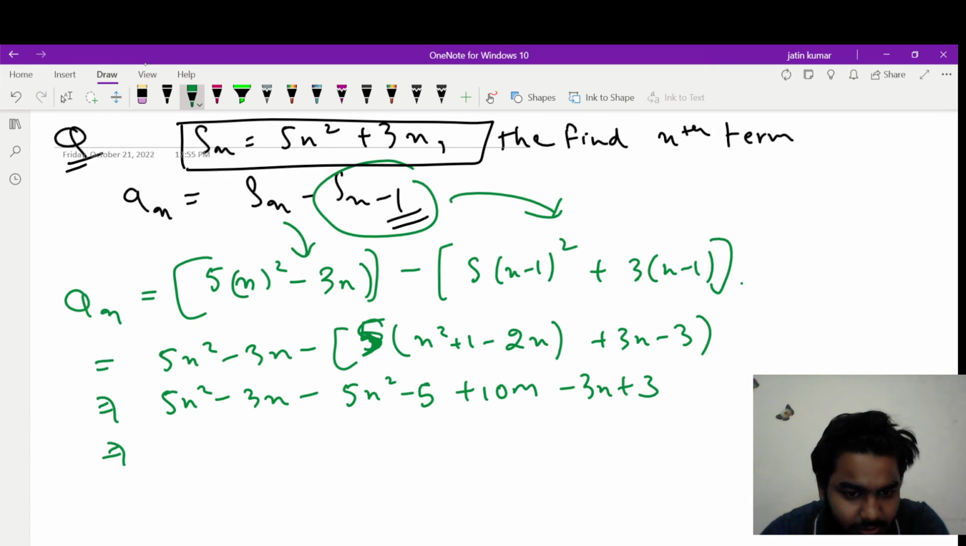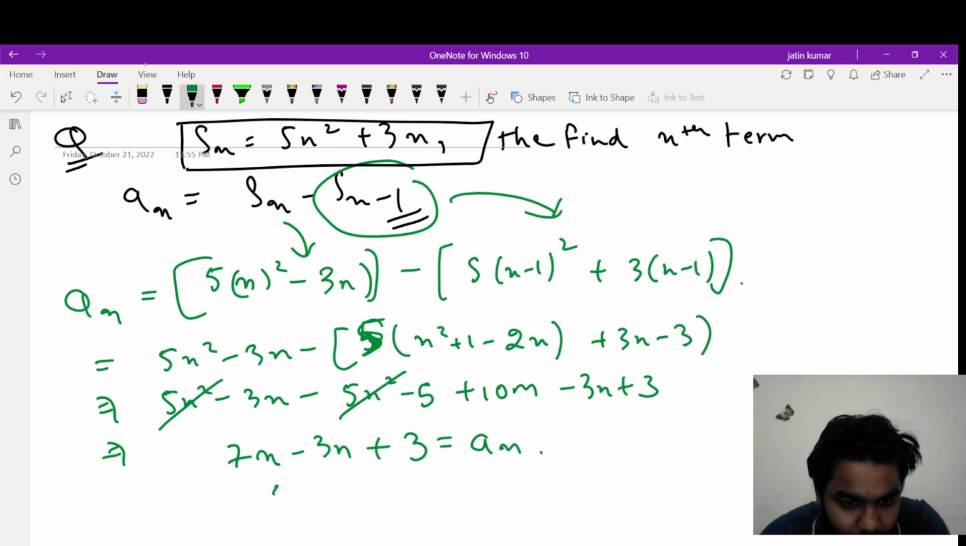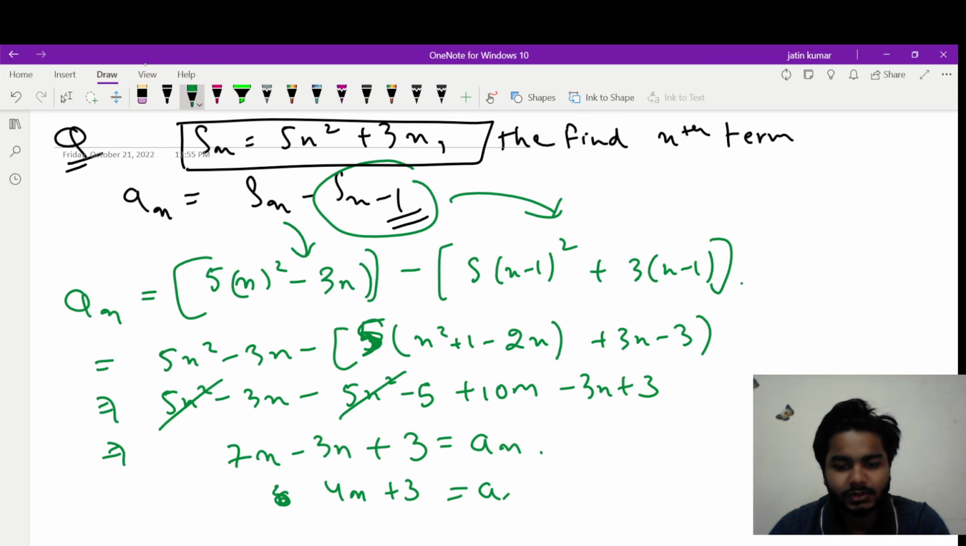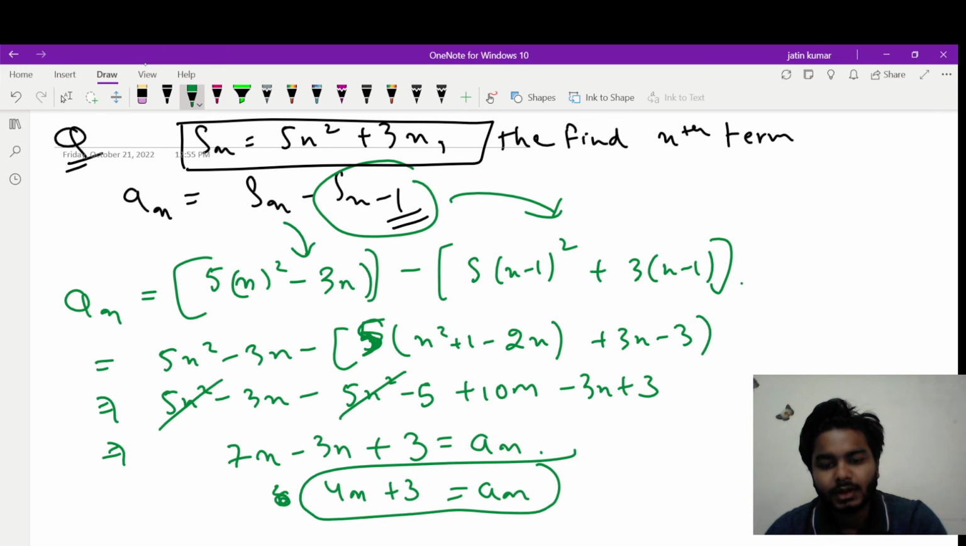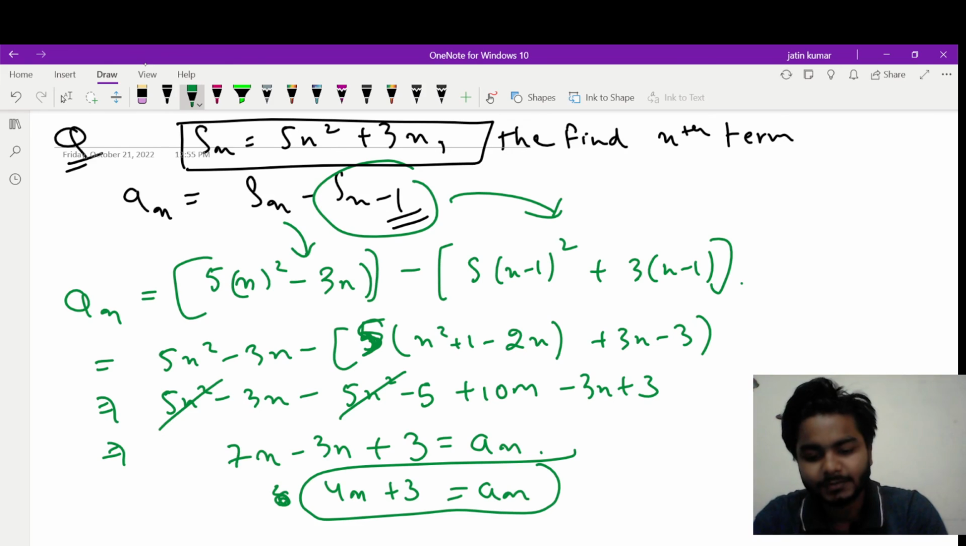Okay, just look at the calculation. 5n square and 5n square will get cancelled. This will be 10n minus 3n minus 3n plus 3 is equal to an. Now 7 minus 3 is 4, so 4n plus 3 is your nth term. I hope you have got the concept.